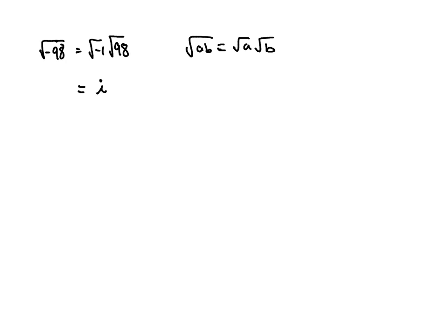And once you get that negative 1 out of there, the rest is pretty straightforward. Square root of 98 is just square root of 49 times square root of 2. And in this case, square root of 49 is 7. So our final answer is going to be 7i square root of 2. Okay. Now, the book might write 7 square root of 2i.